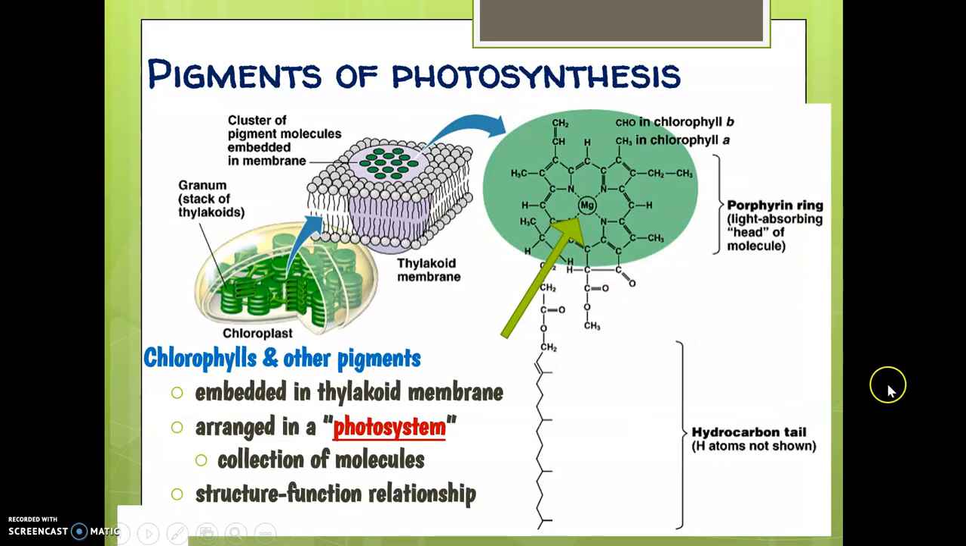Now, the pigments of photosynthesis. So basically, why are plants green? How do they get that green color? How do they change their pigments, with yellow and purple and all this other stuff? Chlorophylls and other forms of pigments are actually within that thylakoid membrane. They're arranged in one of the photosystems, which is just a collection of different molecules. It's basically a structure to function relationship.